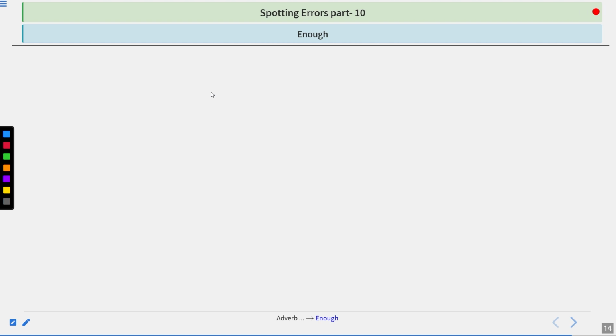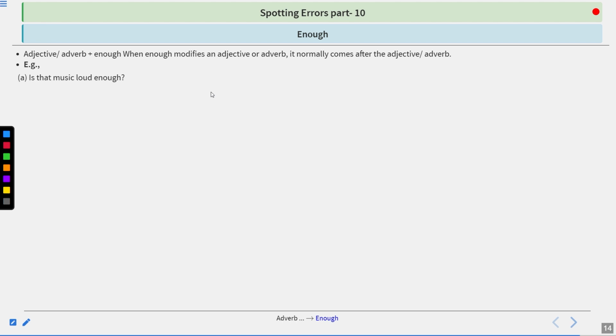Use of "enough." Adjective or adverb plus enough. When enough modifies an adjective or adverb, it normally comes after the adjective or adverb. Example, "Is that music loud enough?" So here, enough is used after the word loud. Loud is an adjective. That's why we have placed enough after it. "These shoes are not big enough." How much big? Not big enough. "You are not driving fast enough."